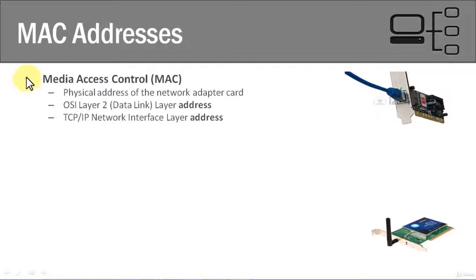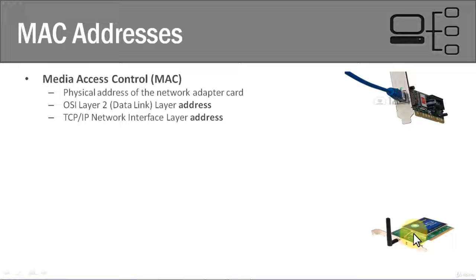Again, the MAC address is called the Media Access Control Address, and it's the actual physical address of the network adapter. What do I mean by the physical address? I mean it's an actual unique number, such as a serial number, that's burned into the card itself. On the actual network card, it's an address, such as a serial number, that's never going to change.